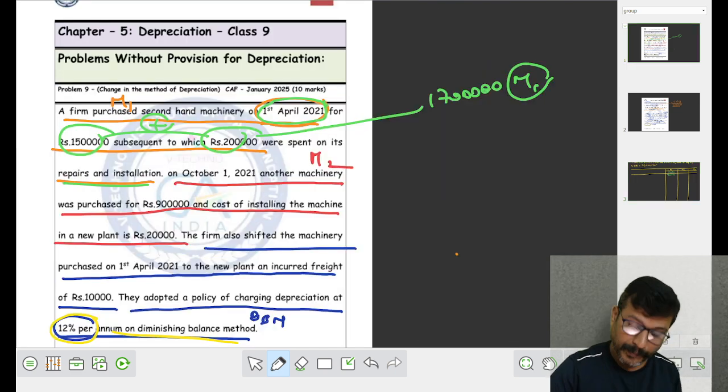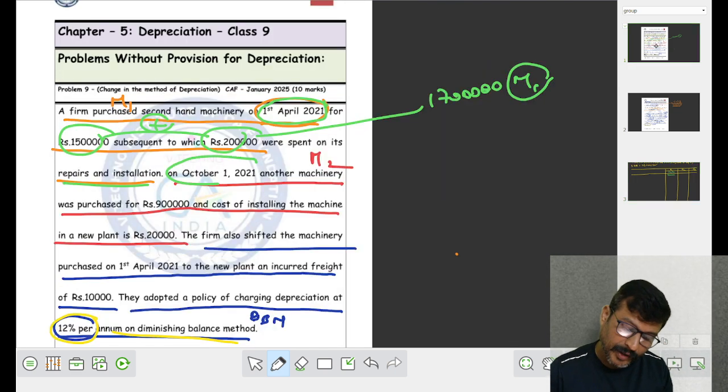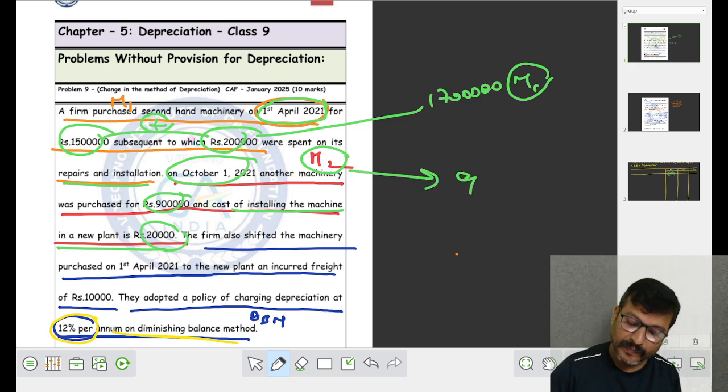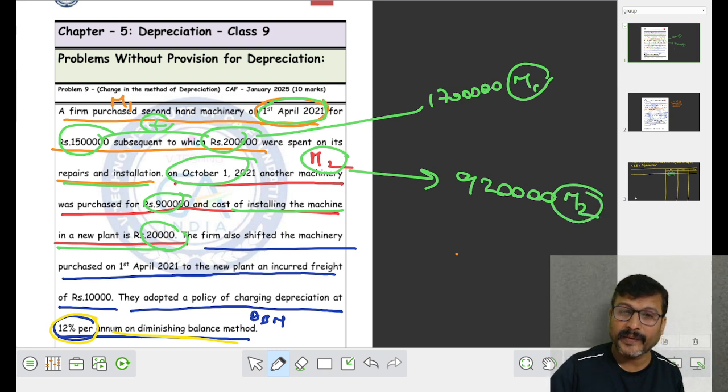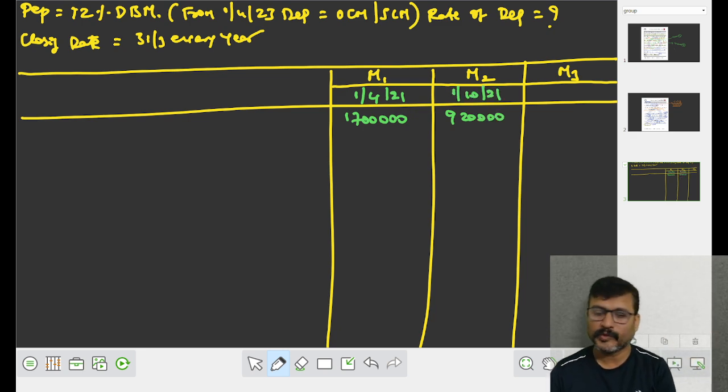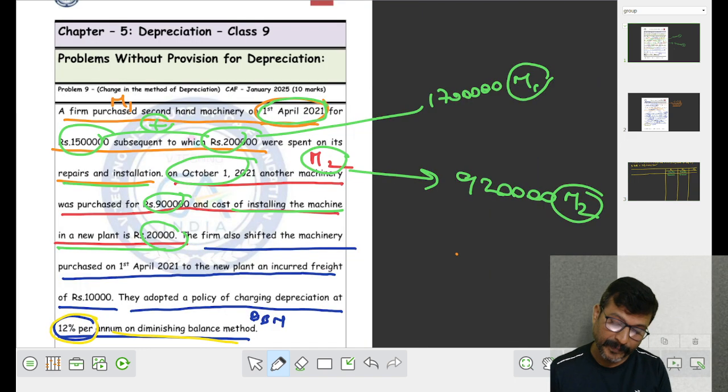Fine. बाद में क्या हुआ? On October 21, another machine M2 is purchased for 9 lakh. Installation is 20,000. So what is the value of M2, including installation? 9,20,000, right? When it is purchased in the same financial year, October 21. Hua. Then you see what happened.